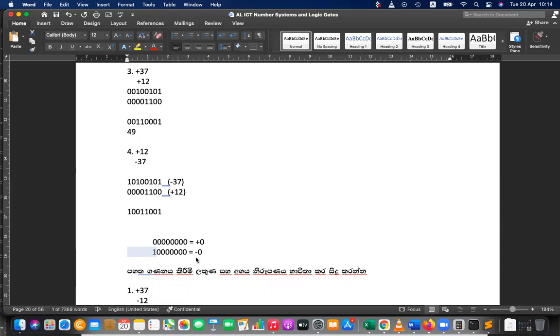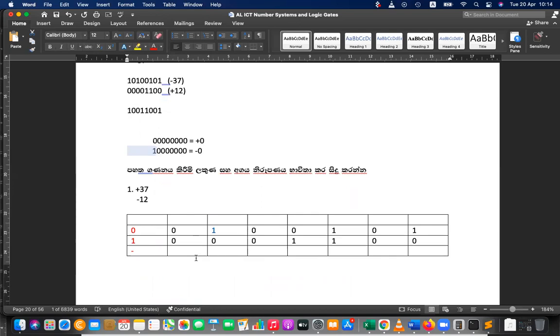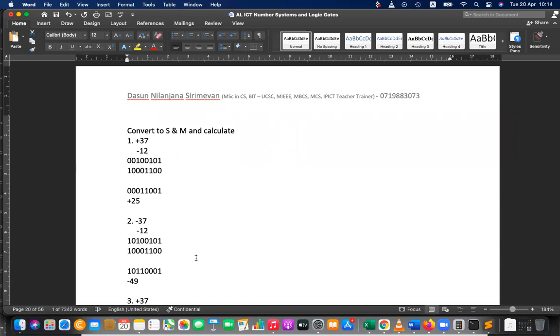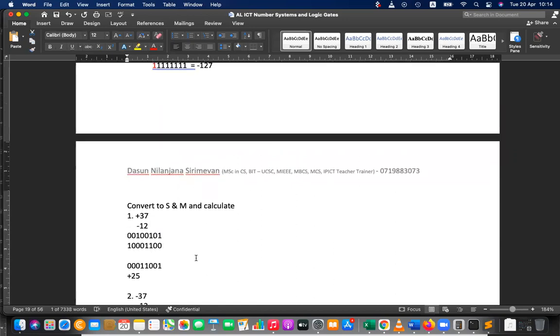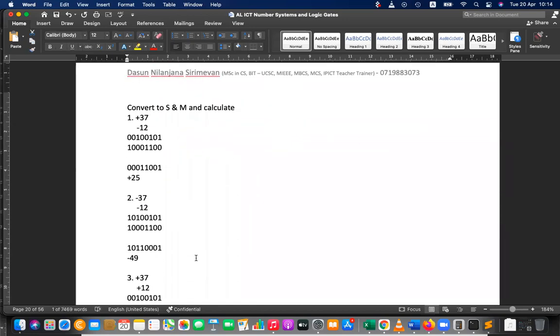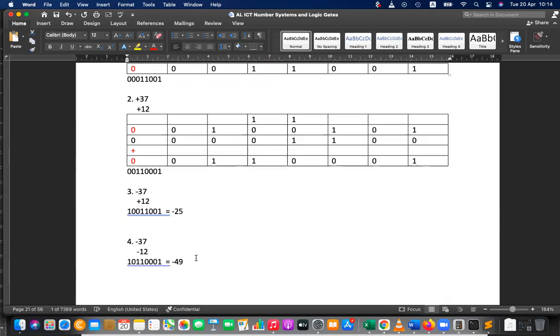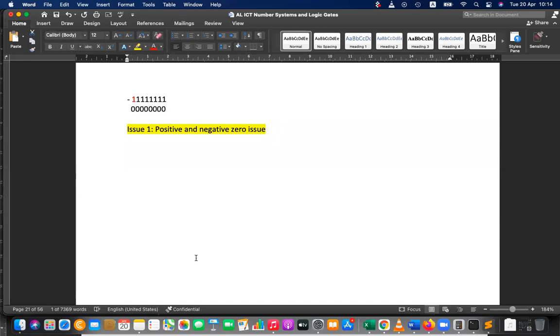So due to these issues, what has happened? Sign and magnitude was removed from computing. It was not used inside the computer. Now we are not using sign and magnitude in the computer.